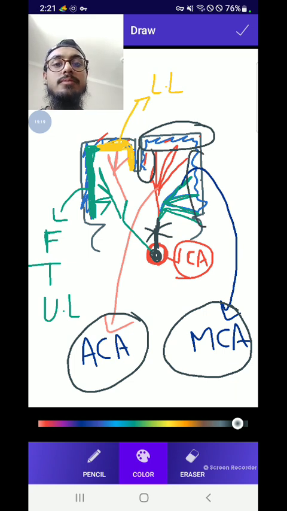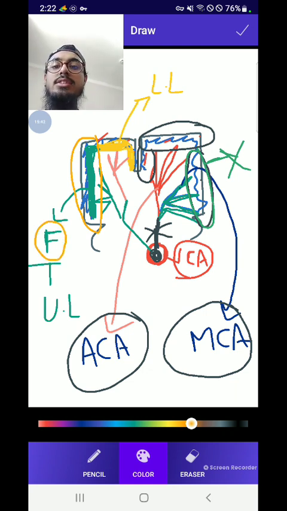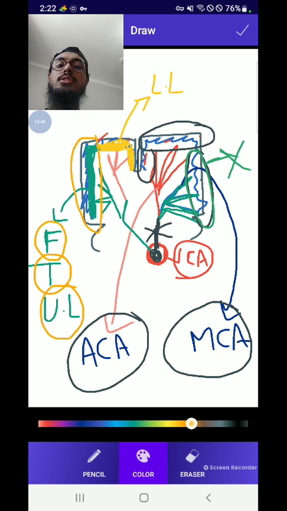This area is lost. Okay, so what is the function of this area? Guys, do you know the function of this area? It controls your face sensations, neck region sensations, tongue sensations, and your upper limb sensation. All of these are lost when there is a blockage in this artery.